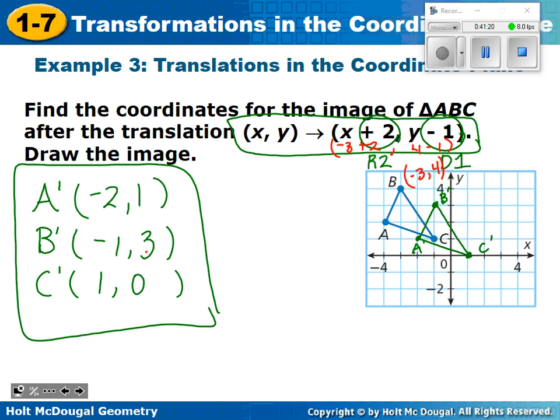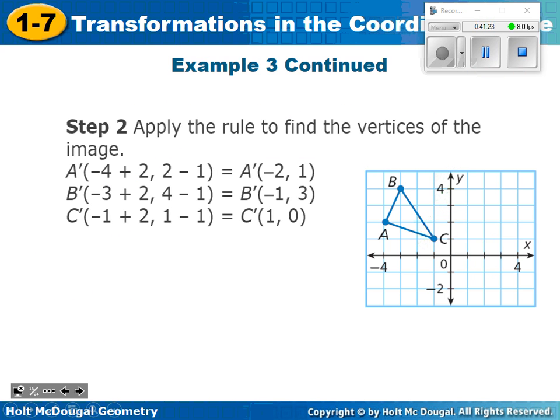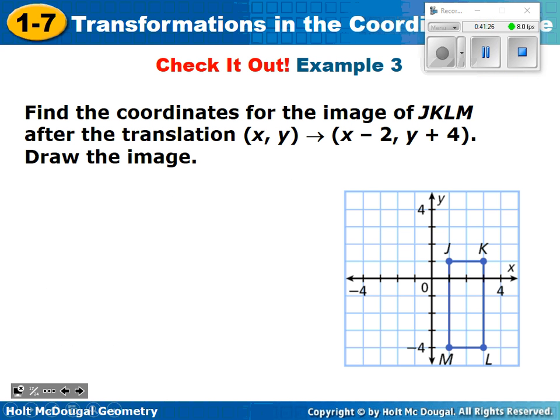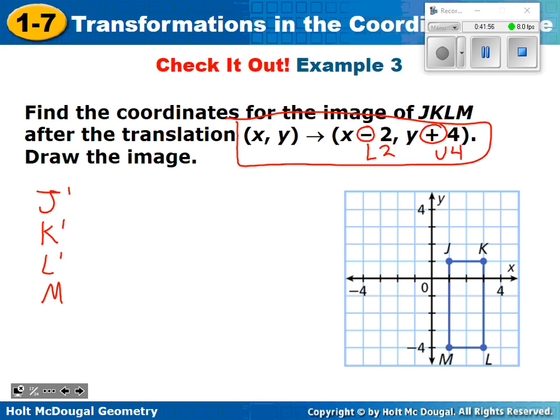Okay, last one I want us to look at before we're finished today. Just exactly the same thing. So look at your translation here. What is this rule telling me to do? Left 2, up 4. Is everybody with Chris? How did he know it was left and not right? Because it's a minus. And how did he know it was up and not down? Because it's positive. All right. So then they want you to find the coordinates. So we're going to have to list J prime, K prime, L prime, M prime, and what their coordinates are for each one.